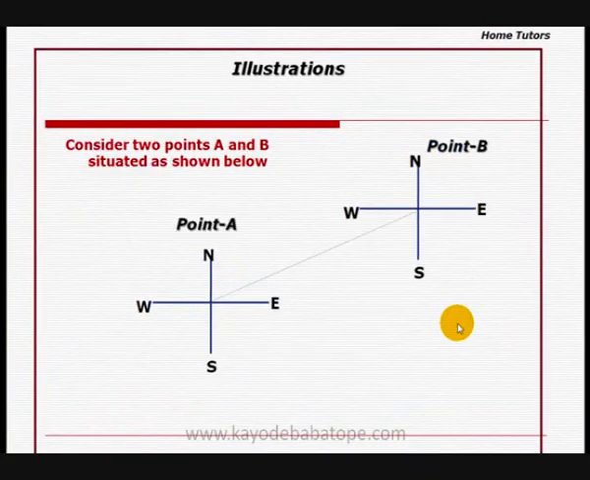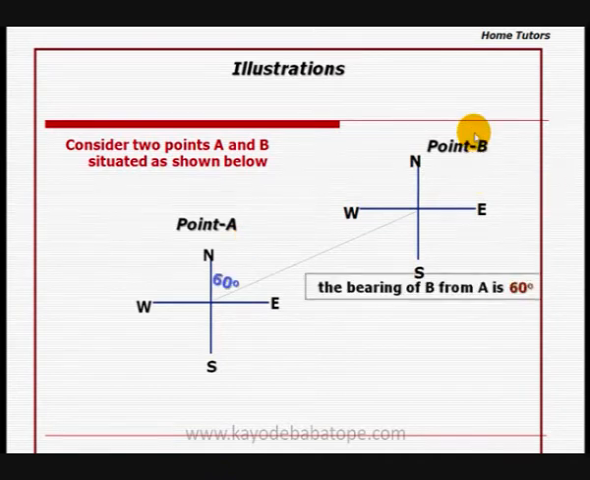Now, consider 2 points A and B situated as shown on your screen. This is point A and this is point B. Now, the bearing of B from A is 60 degrees. Take note of the ordering. The bearing of B from A, that is the bearing of B starting from A. So starting from A, the bearing of B is 60 degrees.